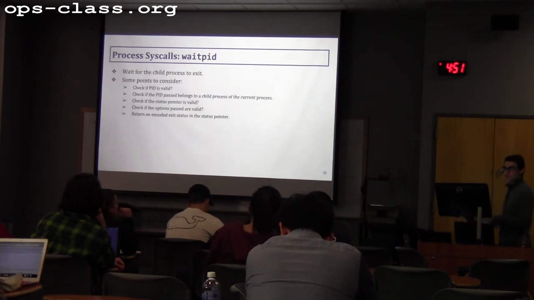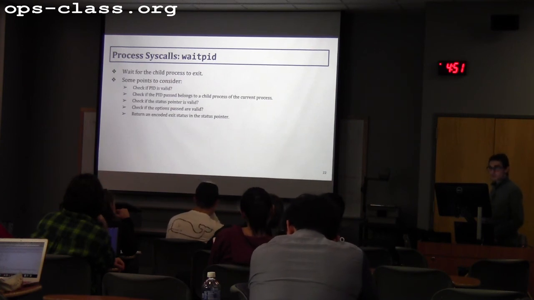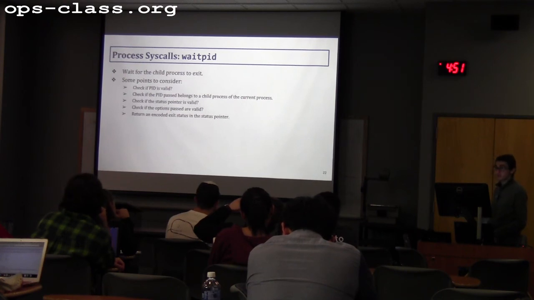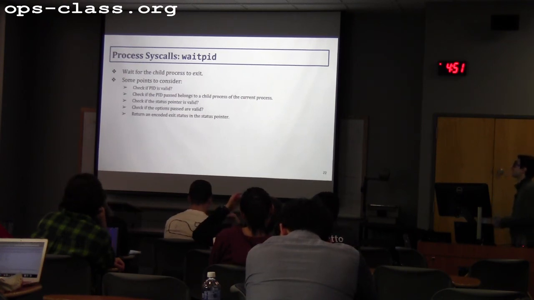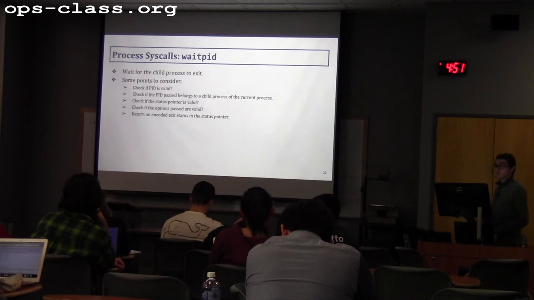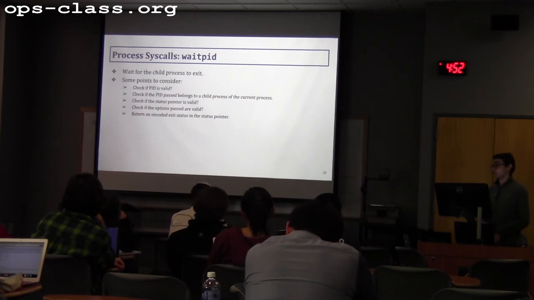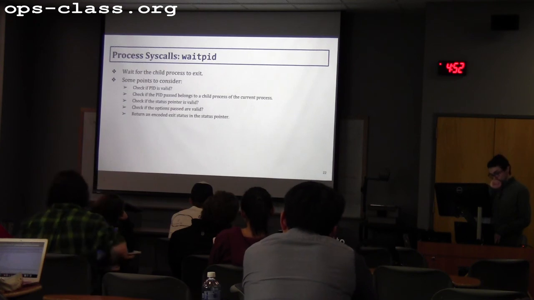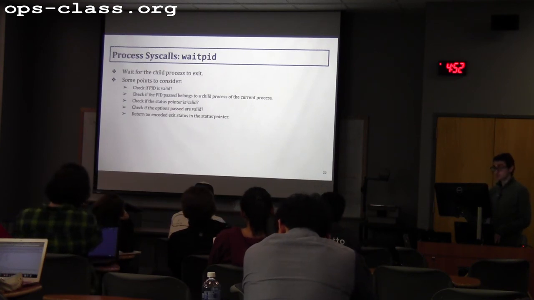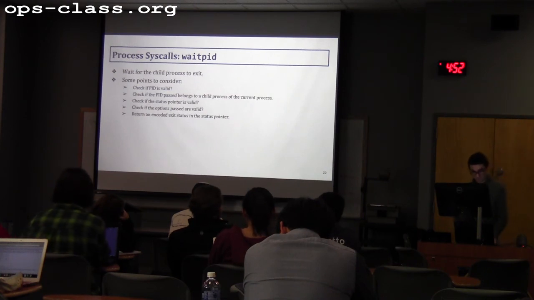So the waitpid should be implemented along with exec, because these are related syscalls. The waitpid basically is for the parent to wait for the child to exit. What you need to check is, again, argument passing. You need to check if the PID is valid. If the PID is valid, you also need to check if that PID belongs to one of your children. If the PID doesn't belong to your children, then you're not allowed to wait for that PID. You also need to check if the status pointer is valid.